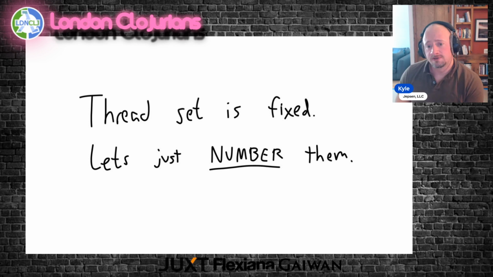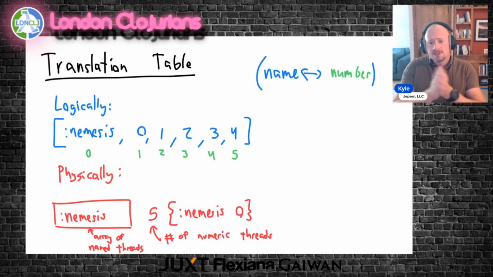And one of my favorite tricks for performance is to observe that if you've got a fixed collection of things, you can usually give them numbers, and those numbers are often a lot more compact to represent. So let's take the thread set, which is typically a couple of named threads, like the nemesis that injects failures, and then a bunch of numeric threads, and let's make a translation table that maps back and forth between thread names, nemesis, 0, 1, 2, 3, 4, and thread numbers 0, 1, 2, 3, 4, 5. And those numbers can be packed down into primitive integers.